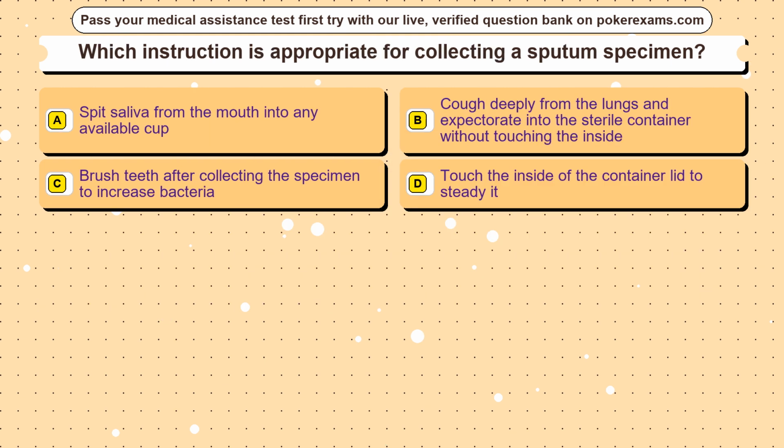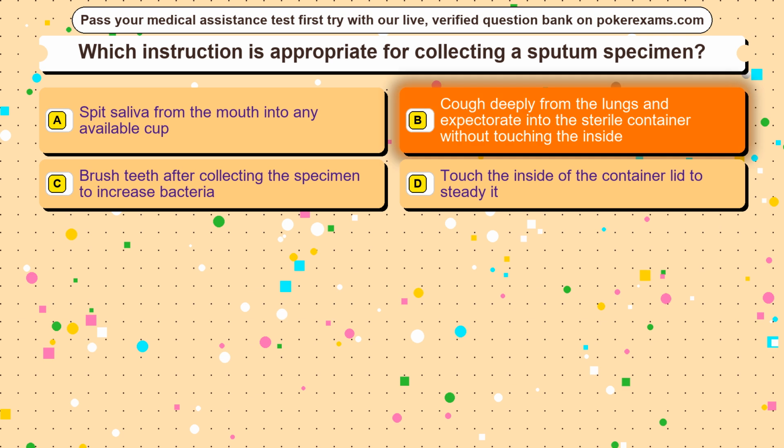Question 54. Which instruction is appropriate for collecting a sputum specimen? Option A. Spit saliva from the mouth into any available cup. Option B. Cough deeply from the lungs and expectorate into the sterile container without touching the inside. Option C. Brush teeth after collecting the specimen to increase bacteria. Option D. Touch the inside of the container lid to steady it.